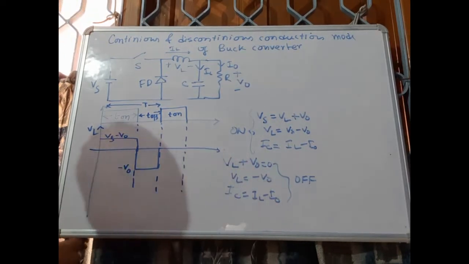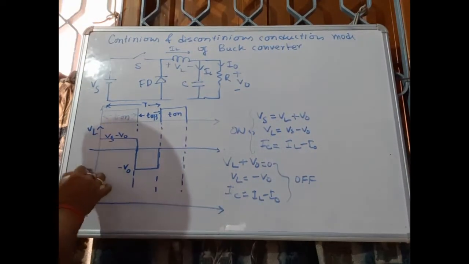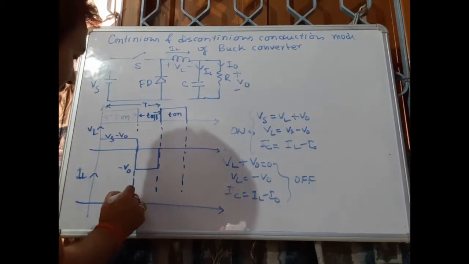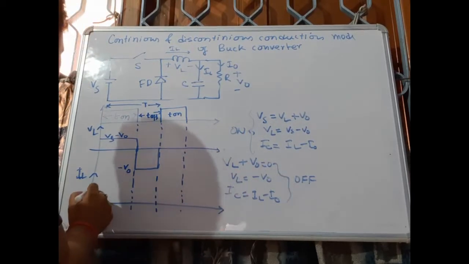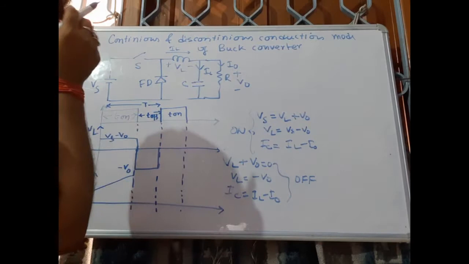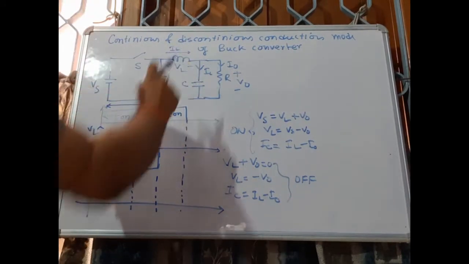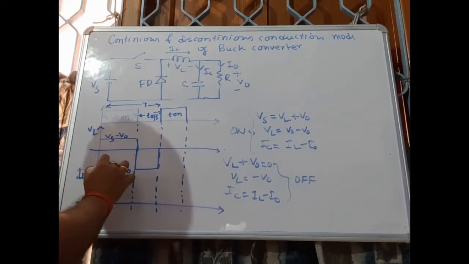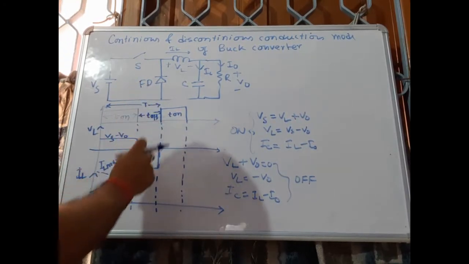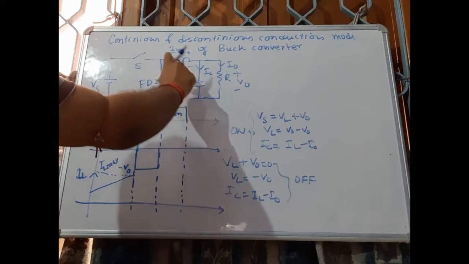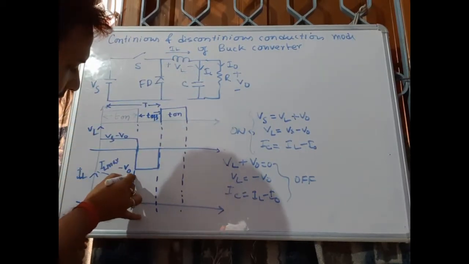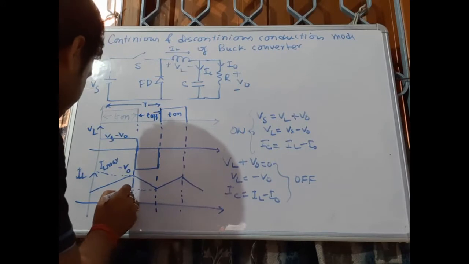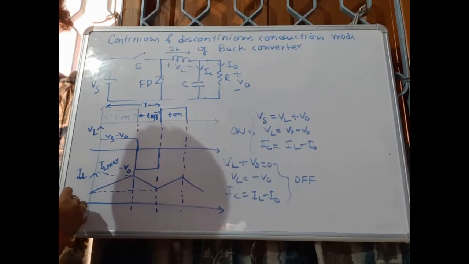Okay, now if I want to plot the IL, the current flowing through the inductor, in the on condition our inductor will charge to, suppose this is IL max, and in the off condition, when the current flows through the free wheel diode, the inductor current is discharged like this, and so on. And this is the IL minimum value.